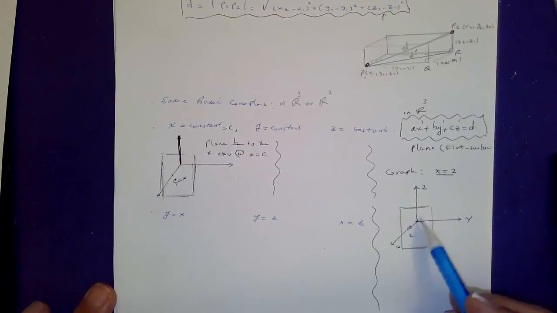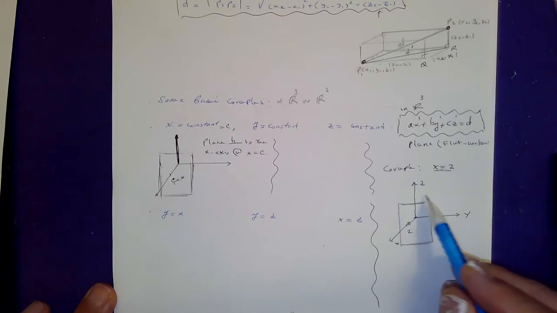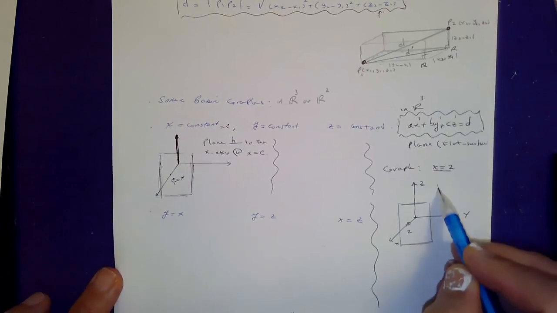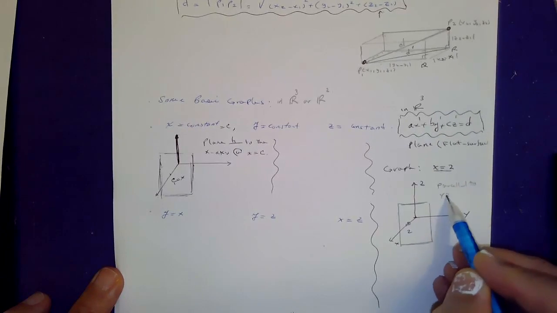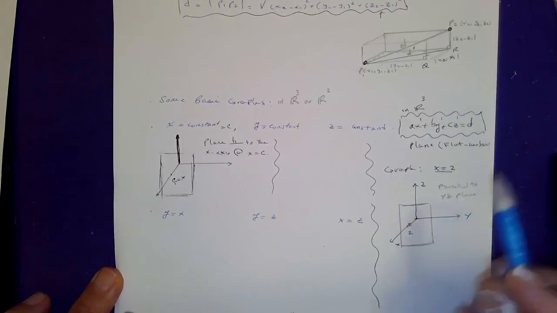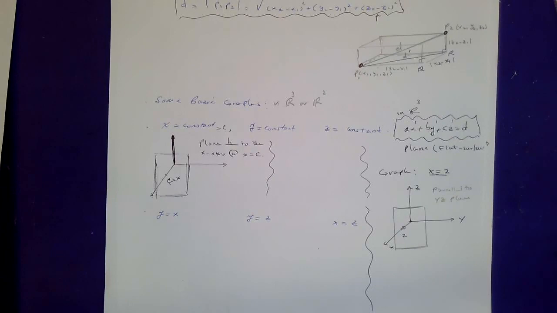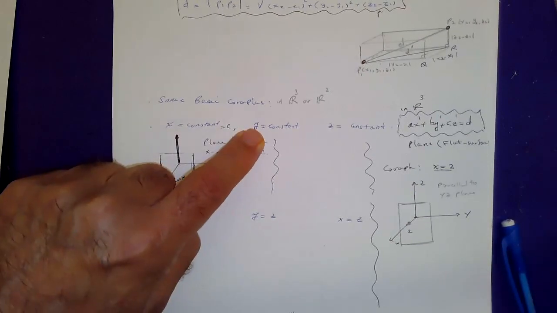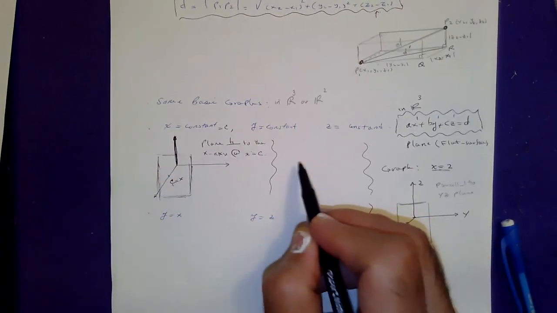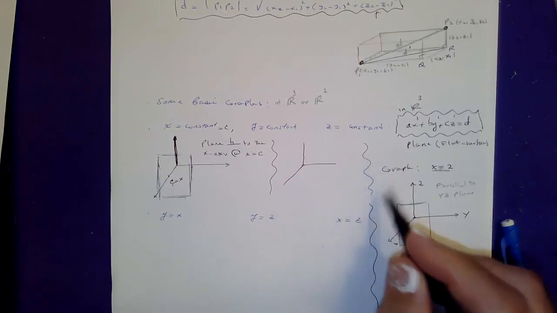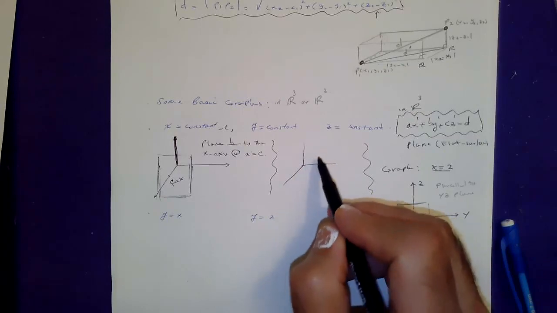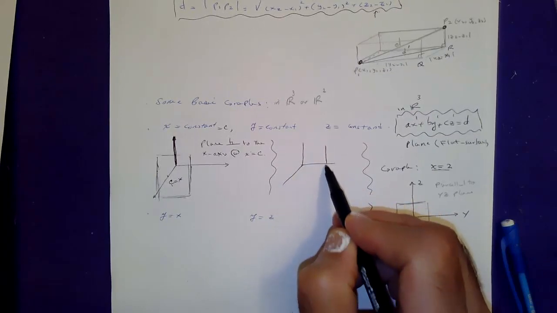X-axis, and incidentally it's parallel to what? YZ plane. So it will be parallel to the YZ plane, to one of the walls. So y is equal to constant, so that would be a plane which is perpendicular to the y-axis and is parallel to the xz plane. So you would kind of like go like this.